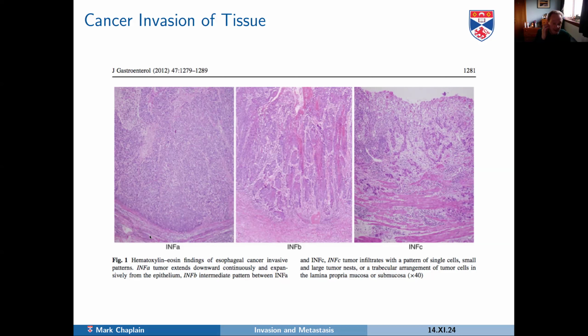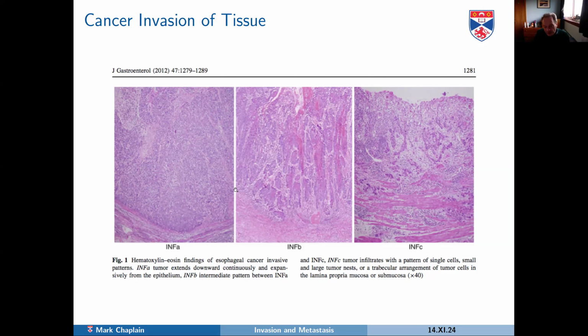The authors of this paper, a Japanese group, called this infiltrating pattern A. They found that patients with this type of invasive pattern, probably caught at an early enough stage, had a good chance of survival. So the prognosis for them was good, and that's basically because the cancer really hadn't become heterogeneous and invaded widely.